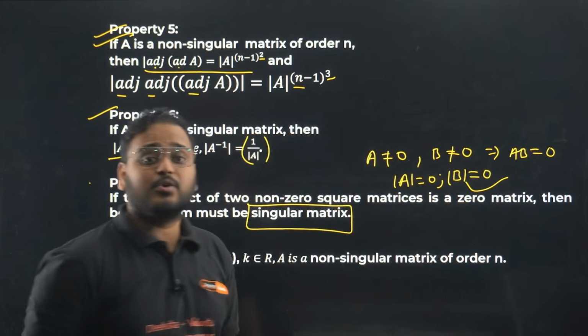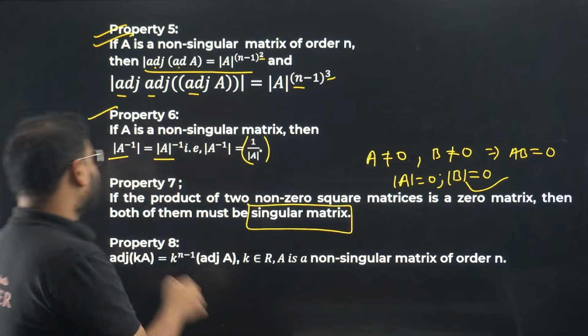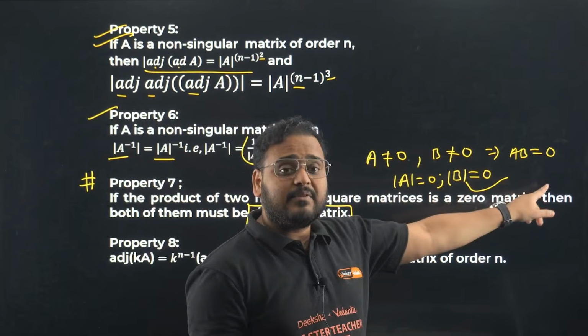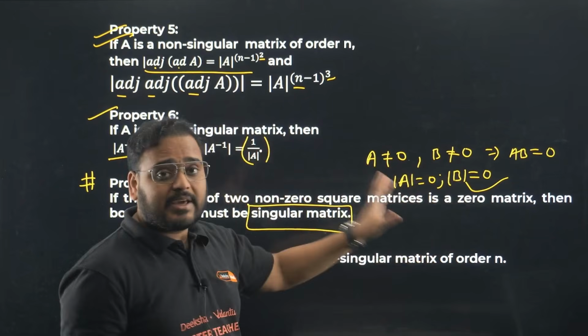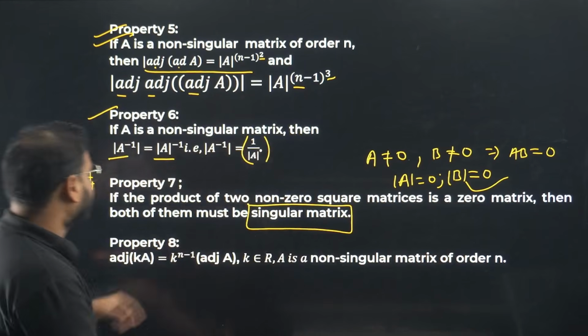Looks simple enough but useful in the properties. Remember, in JEE questions can be asked on this property. Very important. A non-zero, B non-zero, but AB will be equal to 0. When is this the case? When we have singular matrices given for both of them. Yes, both of them must be singular.